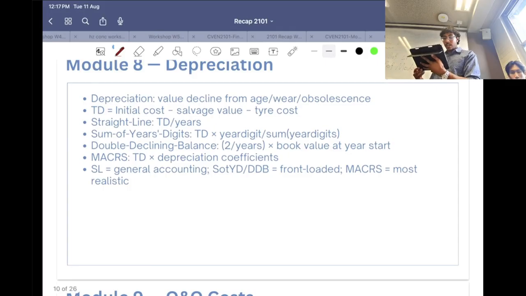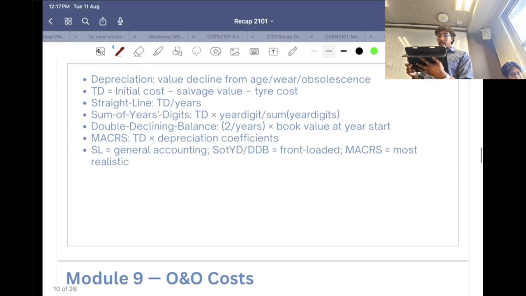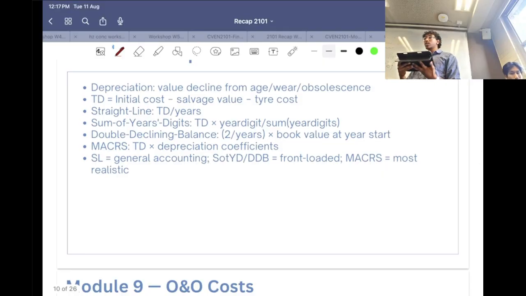So the 4 that we have here are your straight line method, which is just the total depreciation over years. We got the sum of years digit method, which is your total depreciation times your years digits over the sum of the digits. So that's also pretty interesting. We've got our double declining balance, so it's just 2 over the number of years times the book value of the vehicle at the start.